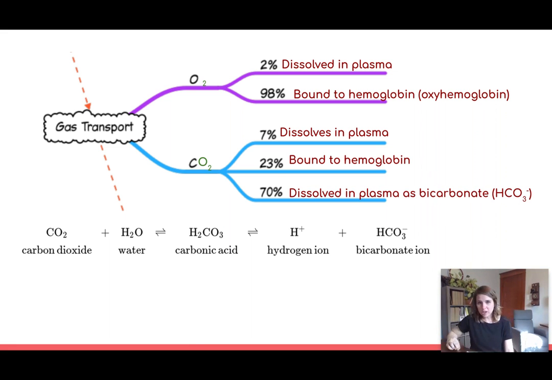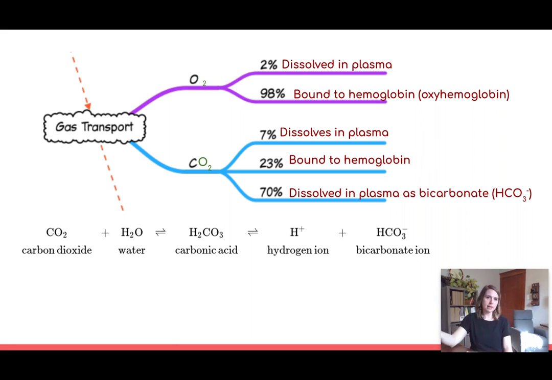So the majority of carbon dioxide, 70% of it, when it dissolves in the plasma, doesn't stay as straight carbon dioxide. Instead, it turns into a bicarbonate molecule, which is abbreviated HCO3 with a little negative sign because it's gained an electron. So that's what the formula is that I had you write down.